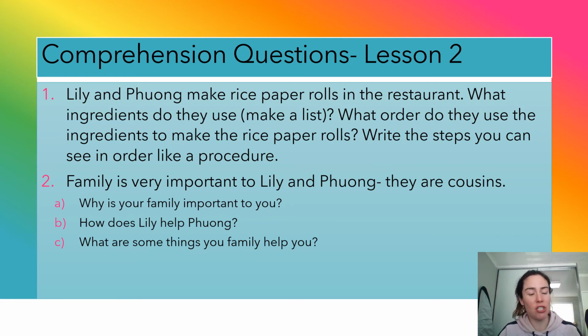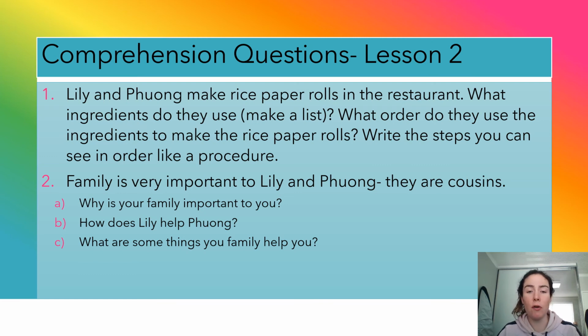All right, the second question is, family is very important to Lily and Phung. They are cousins. Why is your family important to you? How does Lily help Phung? And what are some things your family help you with? There's a little bit of a typo there, sorry, but it says, what are some things your family help you with? It should have those words in there, so my apologies. But why is your family important to you? My family is important to me because they're always very supportive and they always make me laugh and put a smile on my face. So that would be my answer.